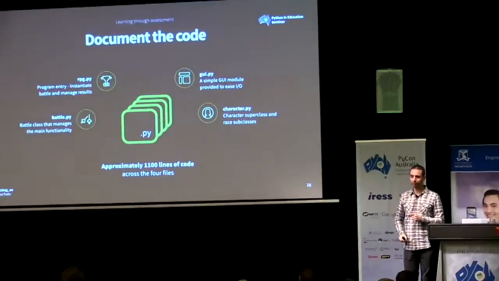Now, as far as our task structure goes, we have the idea of students documenting and improving code and then extending and redefining it. And what that looks like is we provide an RPG battle engine that works, but is very limited in terms of what it does, and it includes no documentation whatsoever. So we start out by giving them their four files, the entry point, a GUI, a simple I/O that we've created, a battle class, and a character class, and altogether that's about 1,100 lines of code.